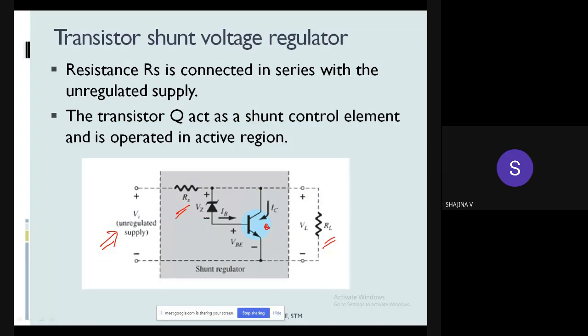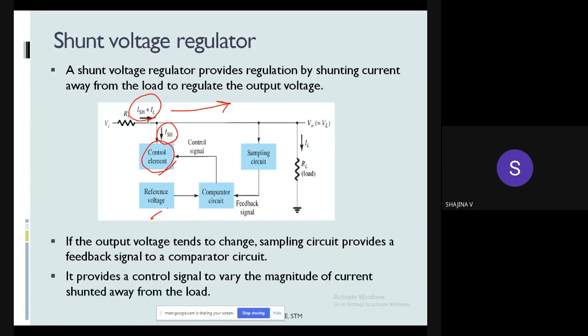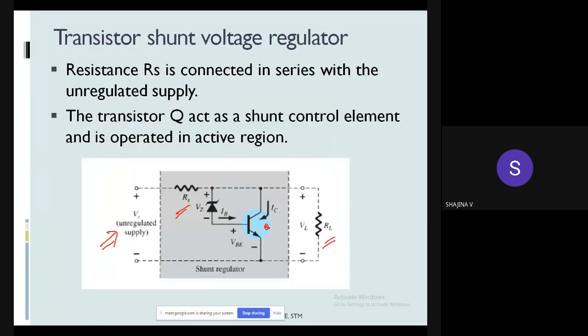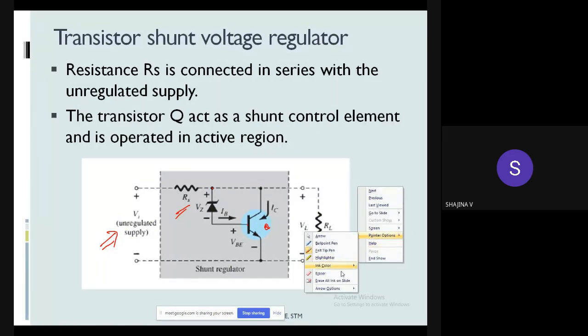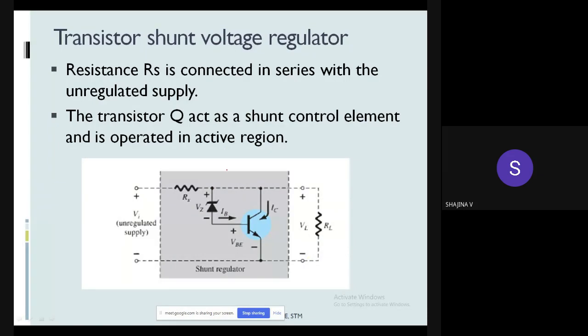And we have connected a Zener diode between the base and the collector of this transistor. Actually, this Zener diode provides the reference voltage. So this transistor acts as the control element, and the Zener diode provides the reference voltage. So this is our circuit diagram.